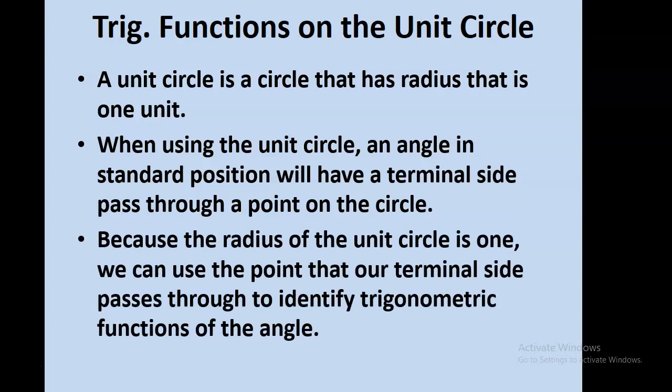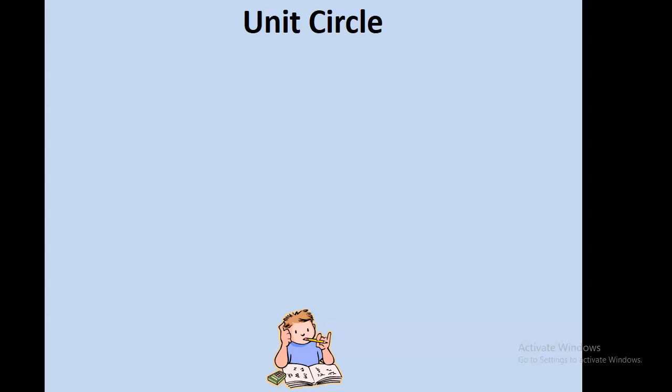Now that point is very significant to us because we know the radius of the unit circle is 1. Because of that, we can use the point that the terminal side is passing through to identify all the trigonometric functions of the angle formed between the initial side and the terminal side. I know that's a lot of new terminology, and we only talked about initial and terminal sides yesterday, so it's still fairly new. So let's take a look at exactly what we're talking about here.